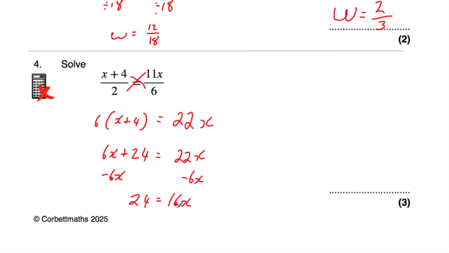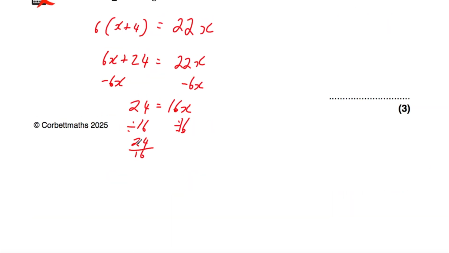This means 16 times x. We don't want this times by 16, so we're now going to divide by 16 and divide by 16. And when we divide both sides of the equation by 16, what do we get? So 24 divided by 16 would be 24 over 16. I'm just going to go down a little bit here. That'll be 24 over 16, just writing as a fraction. And 16x divided by 16, we're dividing by 16 to get rid of the times by 16, so we'll just be left with x. So x equals 24 sixteenths.